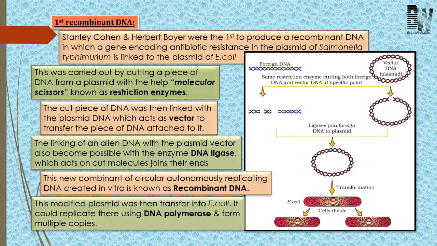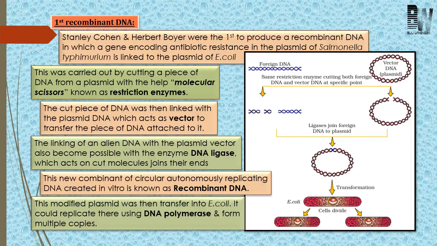The gene encoding for antibiotic resistance present in the plasmid of Salmonella typhimurium is cut out, and the cut piece of DNA is inserted into the plasmid of E. coli. Like this, the first recombinant DNA was produced. And this first recombinant DNA was produced by two scientists: one is Stanley Cohen and another one is Herbert Boyer.